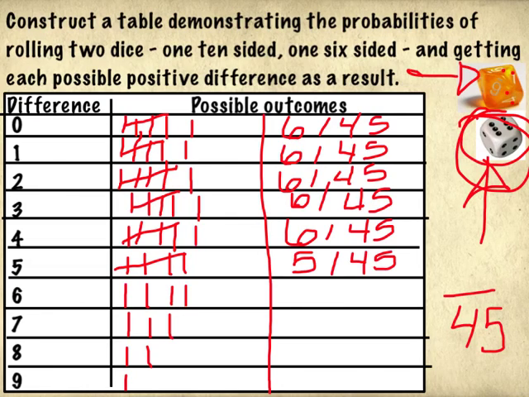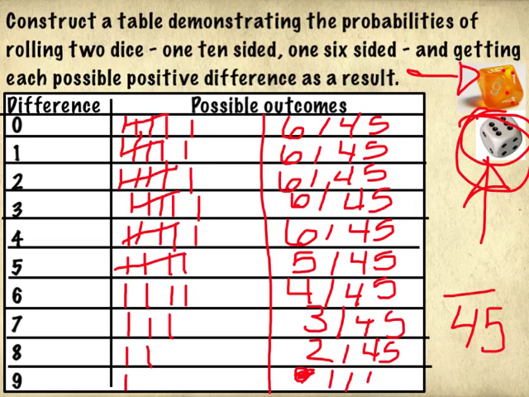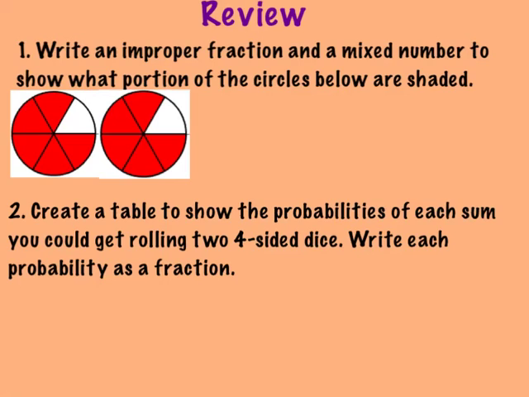My chance of getting 6 is 4 out of 45. My chance of getting 7 is 3 out of 45. Chance of getting 8 is 2 out of 45. And my chance of getting 9 is only 1 out of 45. I was going to write a 9 there. So that's what a probability table looks like.